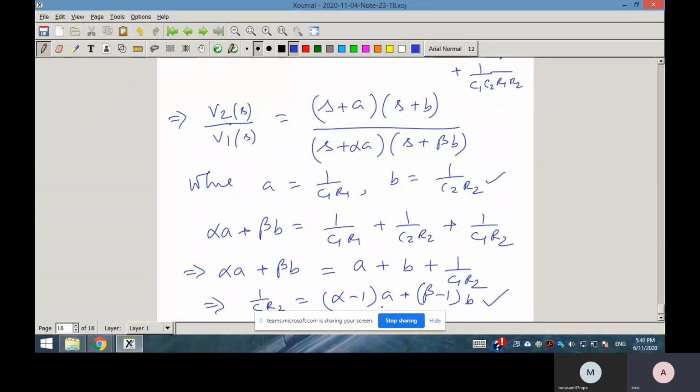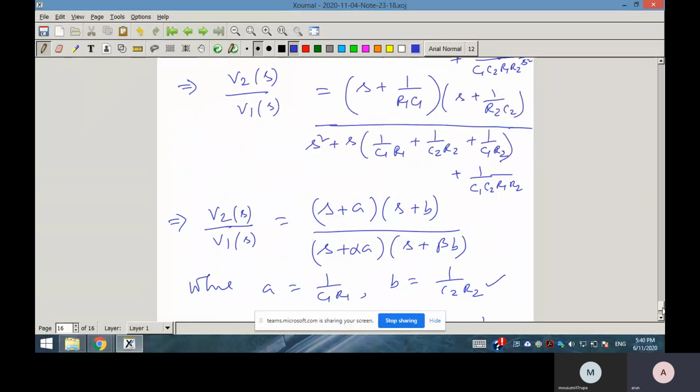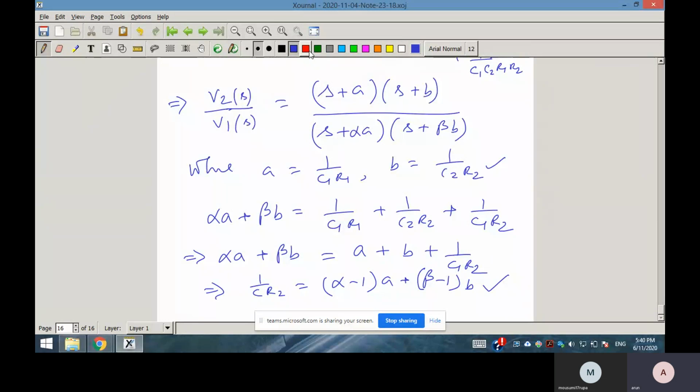So suppose given A, B and alpha, if you want to realize like this, then C1 R1 should be 1 by A, C2 R2 should be 1 by B, and 1 by C1 R2 should satisfy this equation. Okay, so another thing to note is that no amplifier is needed. Unlike the lead controller, no feedback amplifier is required. Okay, no feedback amplifier is needed.